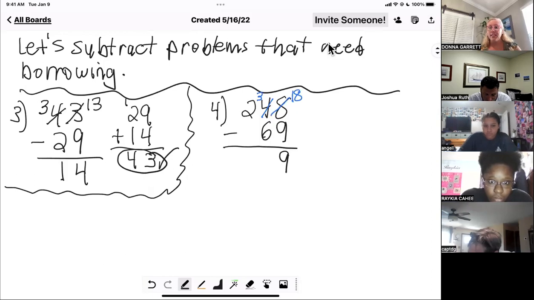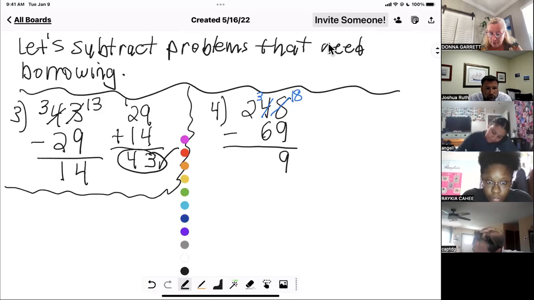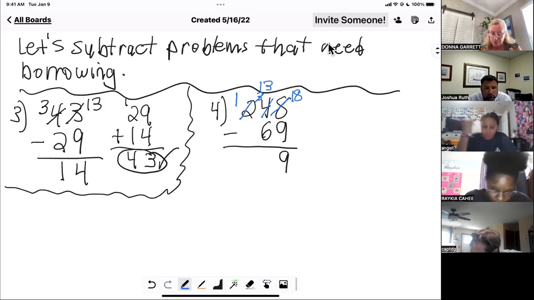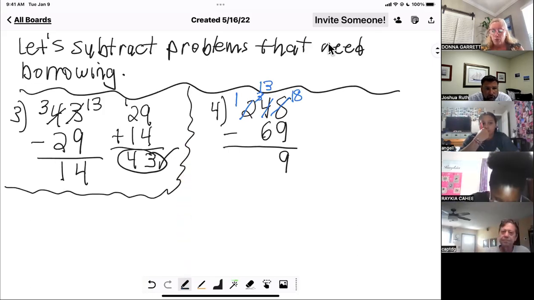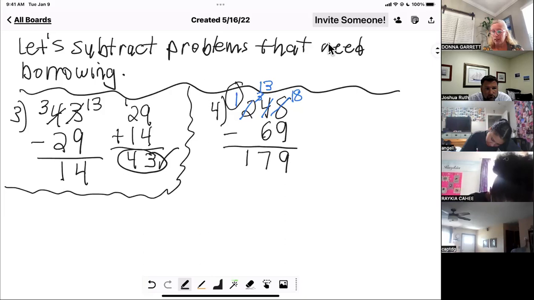Good. But now we're stuck again. Can I take 6 away from 3? Can I do 3 minus 6? No. The number on the top needs to be bigger. So I'm going to borrow again. I'm going to take 1 away from the 2. There's 1 left. I'm going to add 10 to the 3, 13. When I subtract, 13 minus 6 is 7. And now I only have a 1 left here, so I bring the 1 down. That's all I have left. And I have 179.